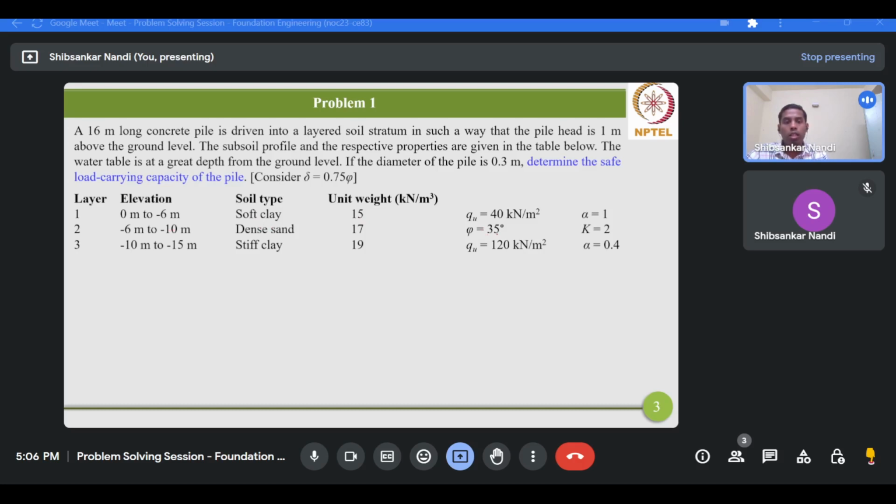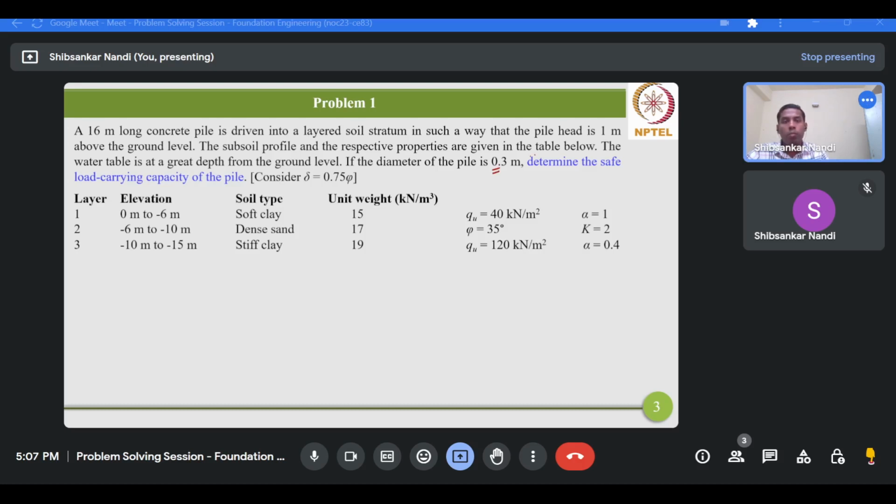It is a dense sand, having a unit weight of 17 kilonewton per meter cube, angle of internal friction 35 degree, and coefficient of earth pressure 2. The third layer extends from -10 meter to -15 meter. It is stiff clay, having a unit weight of 19 kilonewton per meter cube, unconfined compressive strength 120 kPa, and adhesion factor 0.2. So based on the soil profile, we will determine the safe load carrying capacity of the given pile, which has a length of 16 meter and diameter 0.3 meter.